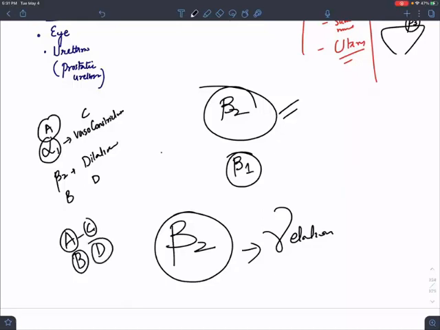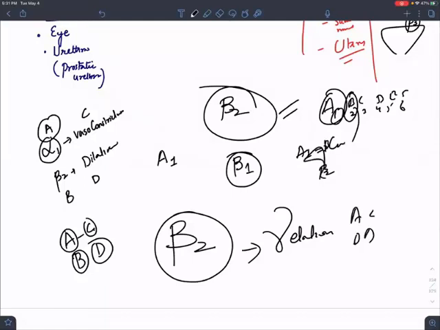A has what position in the alphabetical order? Position 1. A, B, C, D, E, F, G is 1, 2, 3, 4, 5, 6. So by virtue of A, it is alpha 1, and by virtue of position, beta 2 is beta 2. Alpha 1 will be doing what? Constriction. So I am writing A, B, C, D here. Is it clear? In the blood vessels, alpha 1 causes constriction. Beta 2 causes dilatation.